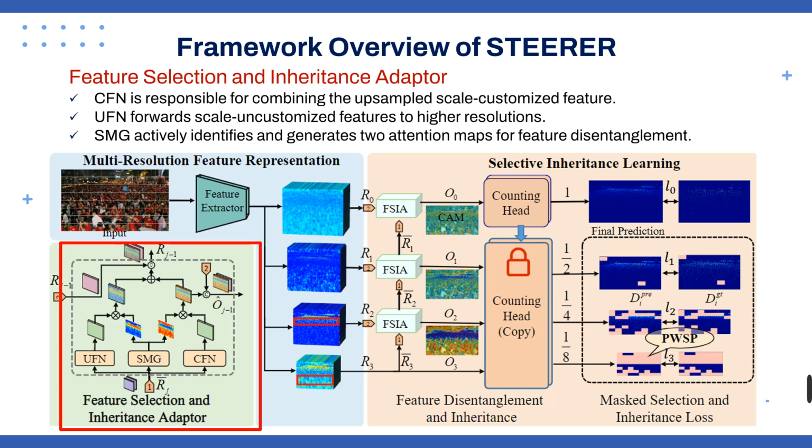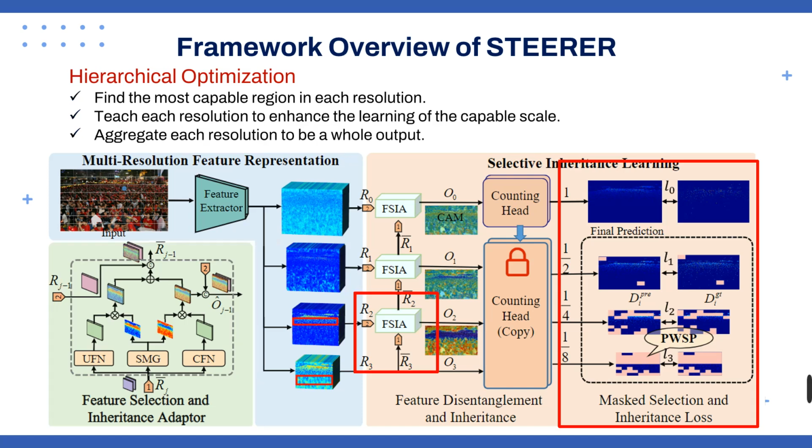The CFON is responsible for combining the upsampled scale-customized features. The UFON, on the other hand, continuously forwards scale-uncustomized features to higher resolutions since they may be potentially beneficial for future disentanglement. If these features are not necessary, the UFON can still suppress them, minimizing their impact. The SEMG actively identifies and generates two attention maps for feature disentanglement. FCI is supposed to be trained toward its functions by imposing some constraints.